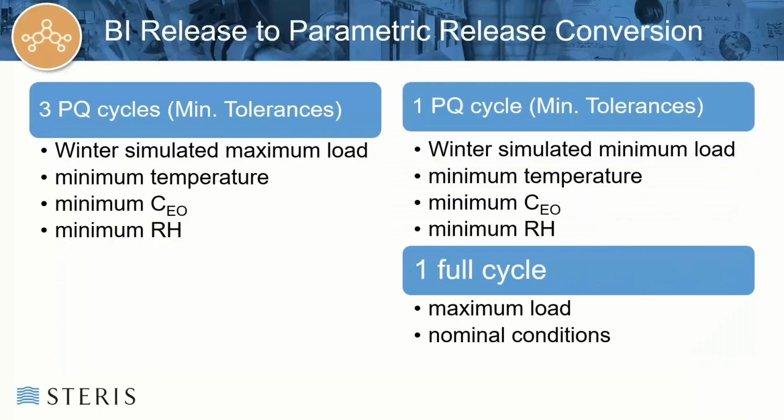Now looking into a different method. If you're already on BI release and you wish to go over to parametric release, like we said before, you could do monitoring over a certain amount of cycles or time period. But if you would like to go to parametric release directly from BI release, your considerations here would be 3 performance qualification cycles at your min tolerances, as we saw before. A PQ cycle if you have a minimum load or load variability, and a full cycle just to verify your PPQ, your physical performance qualification.